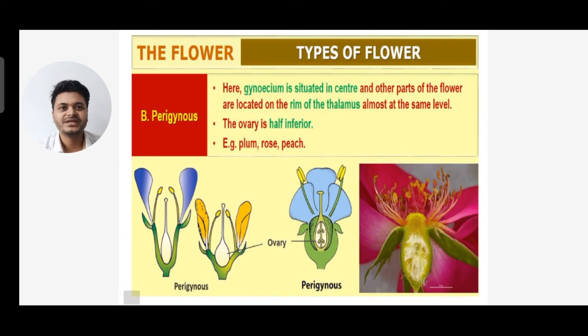Next, moving to perigynous. Here the gynoecium is situated in the center and the other parts of a flower are located on the rim of the thalamus, almost at the same level. Here you can see the ovary is half inferior. Examples are plum, rose and pea. Alright, see the diagrams given below.